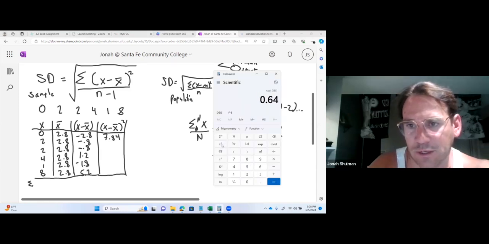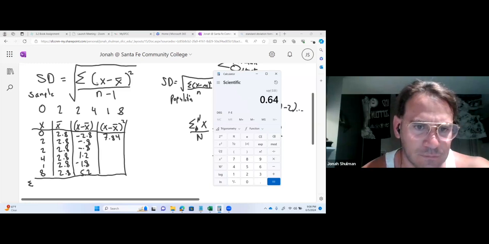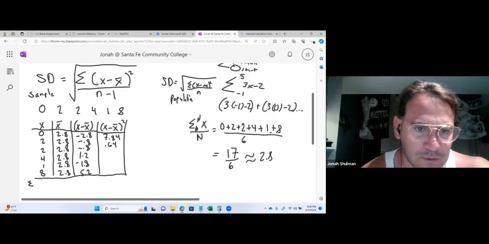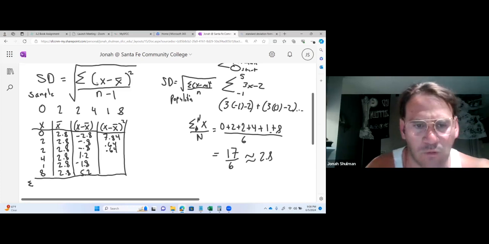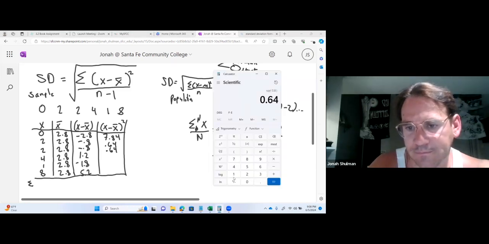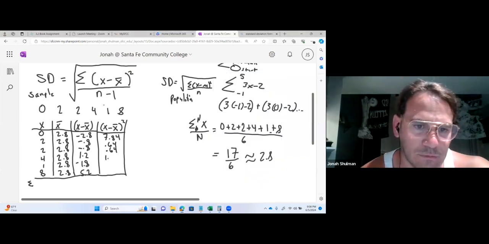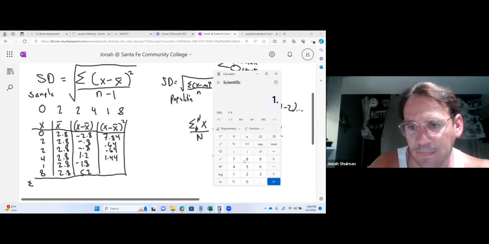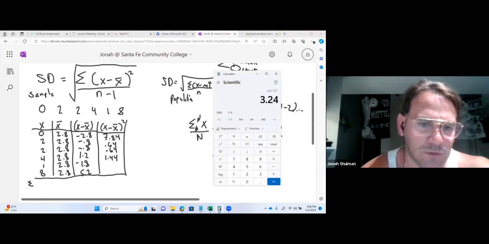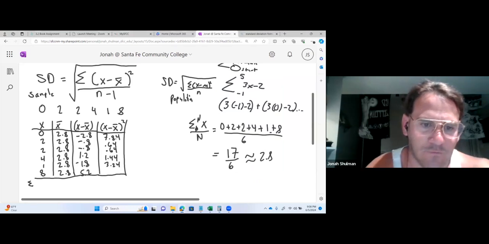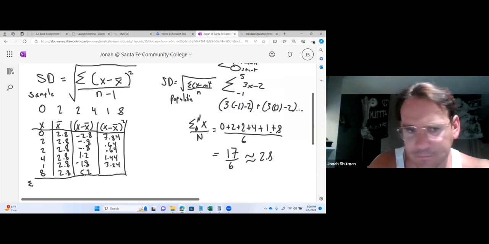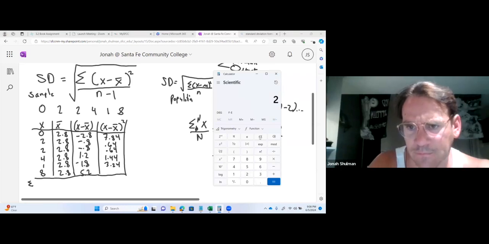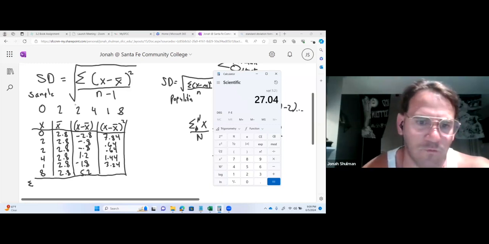0.8 squared is 0.64. That's also 0.64. 1.2 squared is 1.44. 1.8 squared is 3.24. And 5.2 squared is 27.04.